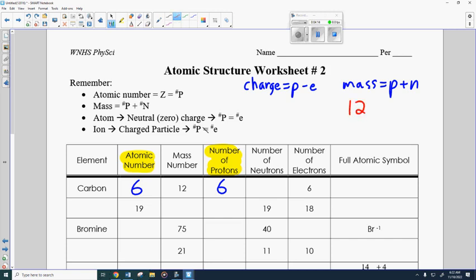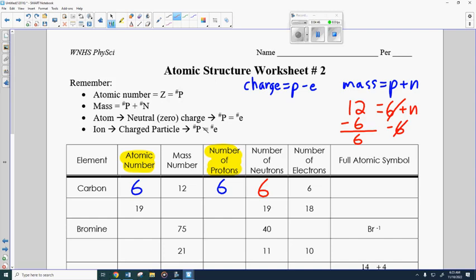So the mass is 12. We know that the protons are 6. We don't know what our neutrons are, but we are in business because we have 2 of the 3 parts of this equation. So what's the opposite of adding 6 to your number of neutrons? Subtracting 6. So if I subtract 6 on this side, it cancels out. But I need to do the same thing on both sides of the equation. So I'll find that 6 must be equal to my number of neutrons. So there goes my number of neutrons there. Boom.